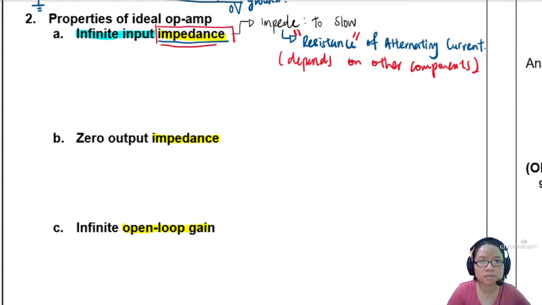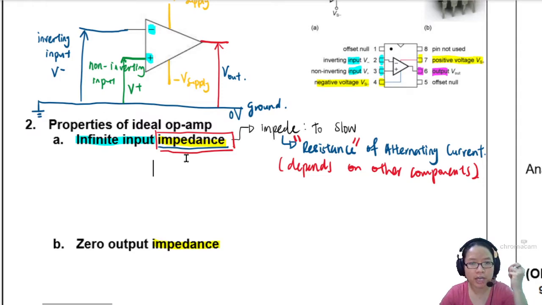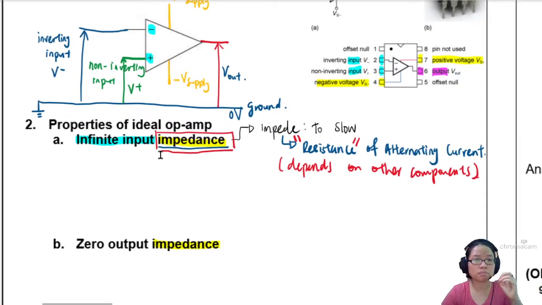All right, but what is meant by infinite input impedance? Input is the signal. And if we have a lot of impedance or resistance to the input signal, this means current cannot enter the op-amp. And we don't want current to enter the op-amp. You know why? Because the op-amp, if you remember, consists of so many transistors. And I've mentioned before, transistors don't like large current. It will burn, it will spoil, this thing will not work anymore. So the infinite input impedance is to prevent current from entering the op-amp.